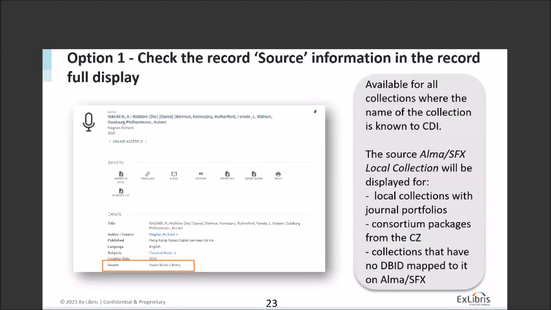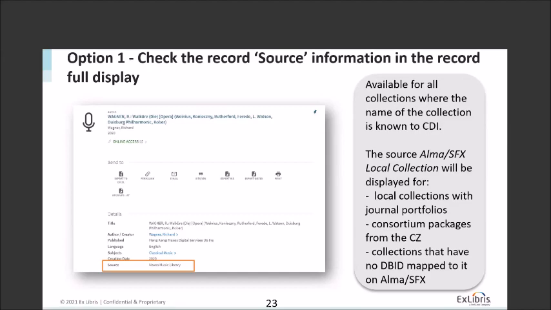So the best way to check what activation in Alma caused this record to appear is to look in the full display of the record at a field that's called the source. This can also be found in the PNX, in the display section of the PNX in the source field. What you see here is the name of the collection as it's known to CDI. Keep in mind that the name of the collection that you see in the source is not always exactly the same as the collection name in Alma.